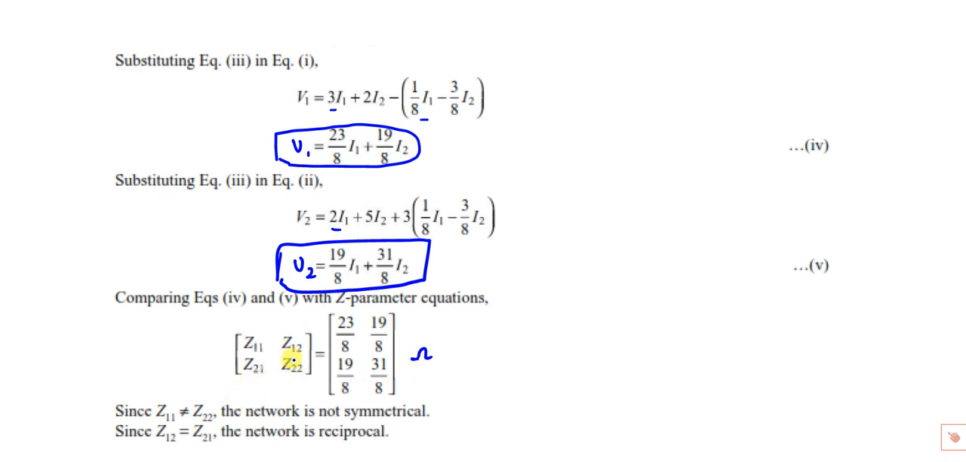Okay, and they may ask whether the circuit is symmetrical or not. For a symmetrical network, Z11 should be equal to Z22. So it is 23 by 8 and this is 31 by 8, so it is not symmetrical. Is it reciprocal? For reciprocal, Z12 should be equal to Z21. So 19 by 8, 19 by 8. So the circuit is reciprocal, but the circuit is not symmetrical. This is additional. Normally they will ask only to find the Z parameters. Okay, thank you.